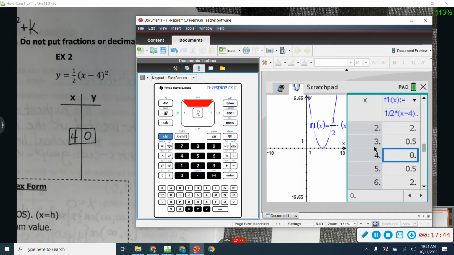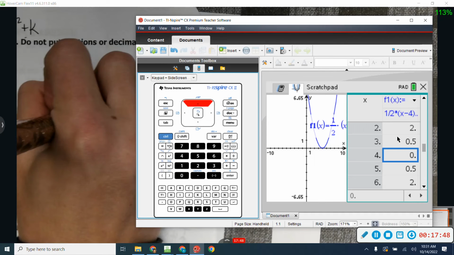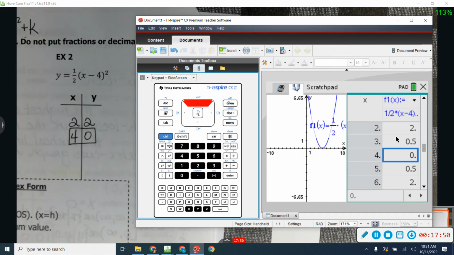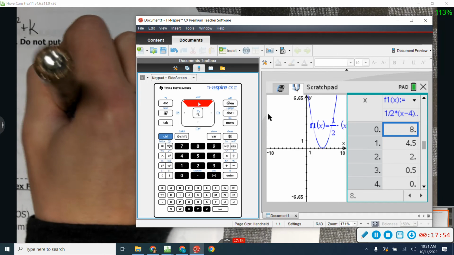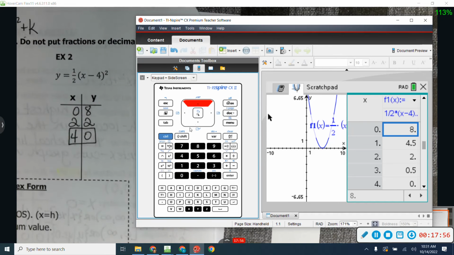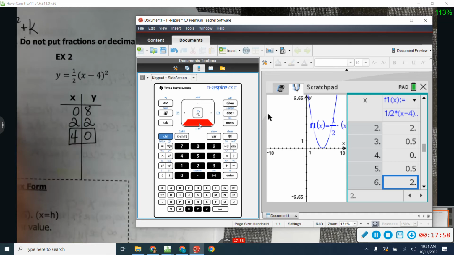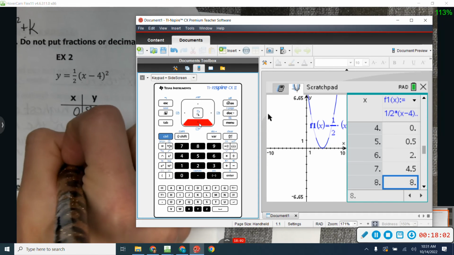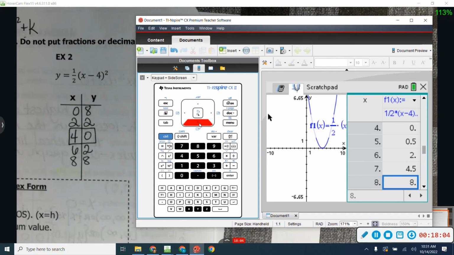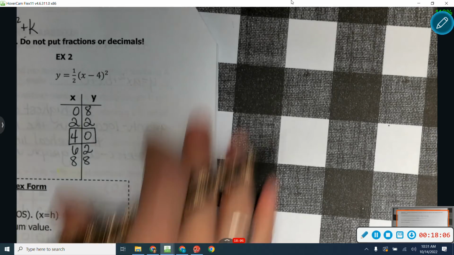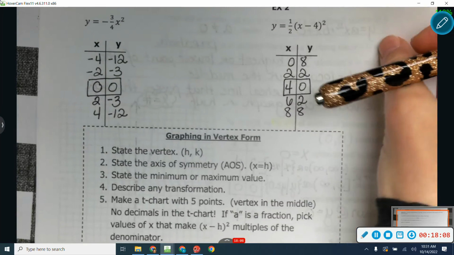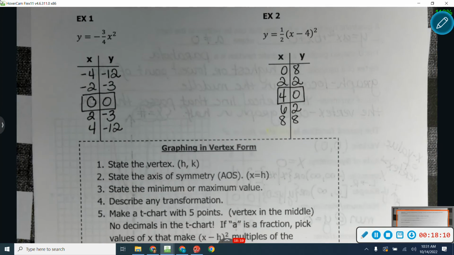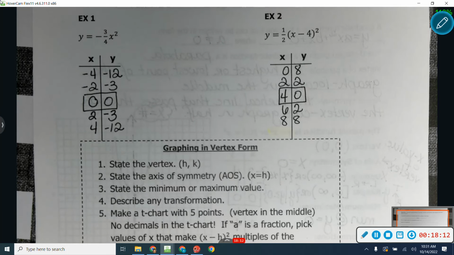Alright, am I going to use 3.5? Nope. I'm going to skip to 2, 2. And 0, 8. And then I'm going to go in the opposite direction, 6, 2. And 8, 8. Y'all good with that? Okay.